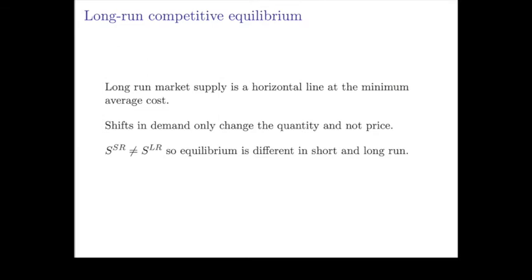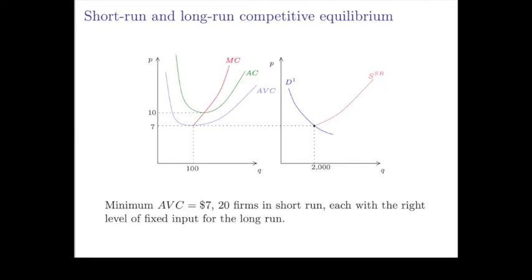Now the short run and the long run market supply curves are not the same. Typically the short run supply curve is going to be upward sloping. How is this going to change things? Let's look at an example.